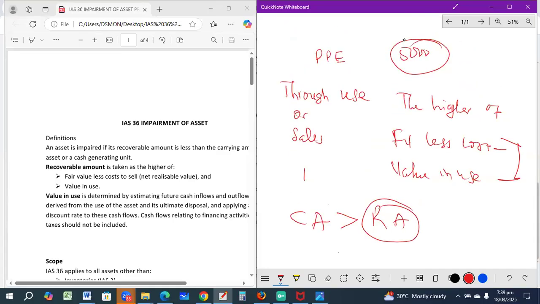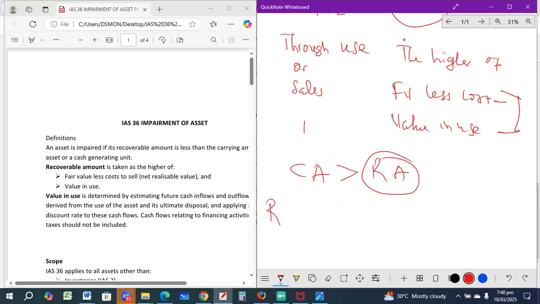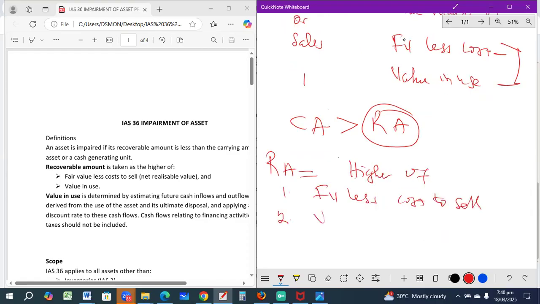So what is impairment? An impairment is the amount at which the recoverable amount of an asset is less than the carrying amount. When the recoverable amount is less than the carrying amount, that is all about impairment. And any asset should not be carried more than its recoverable amount. And we said that the recoverable amount, RA, is equal to the higher of 1, fair value less cost to sell. Then 2, value in use.